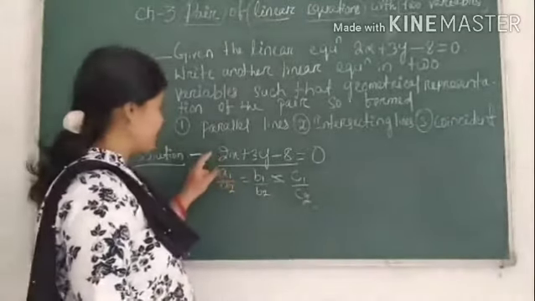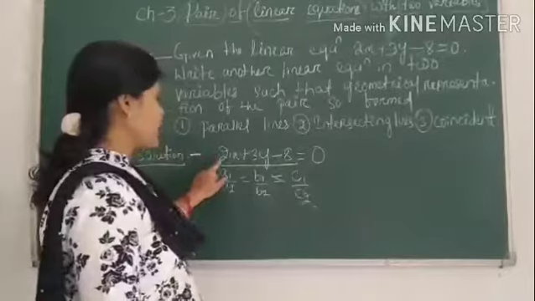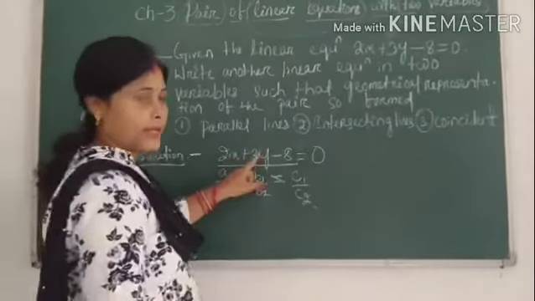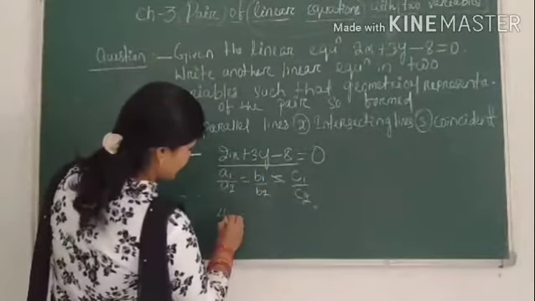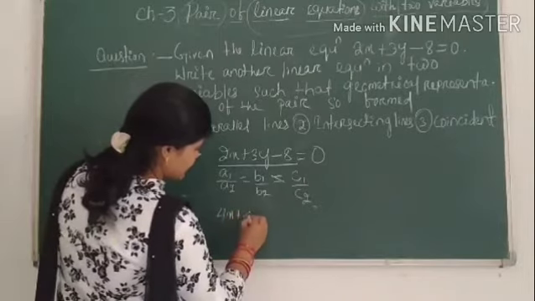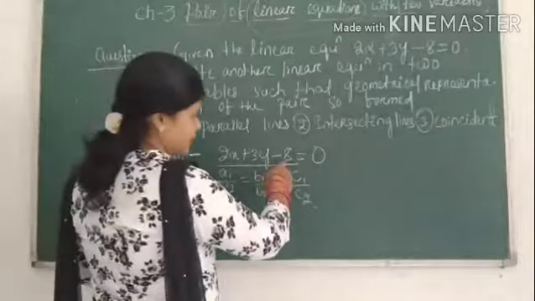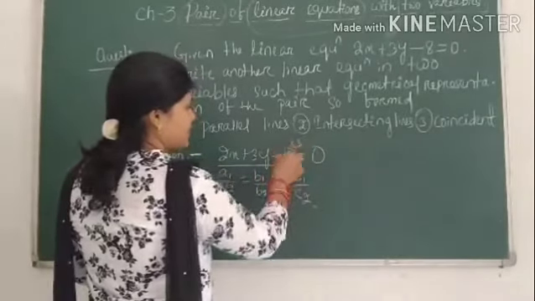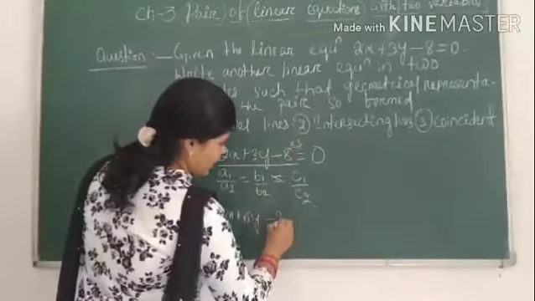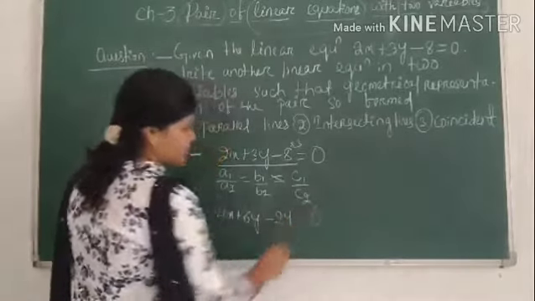Here I will multiply 2 by 2x and 3y. Then I will get 4x plus 6y. But do not multiply 2 with 8. Here I will multiply 3 with 8. So I will get 24 is equal to 0.